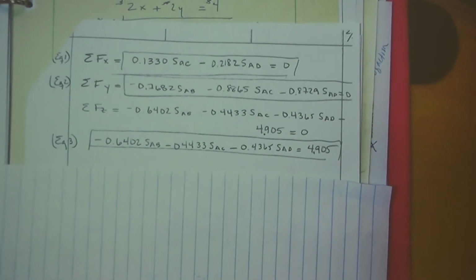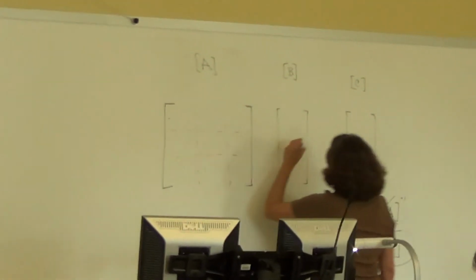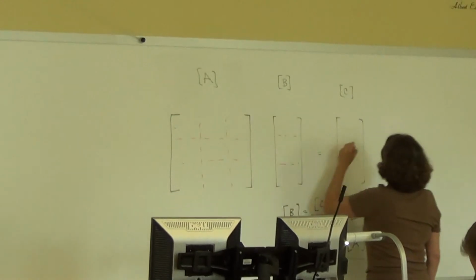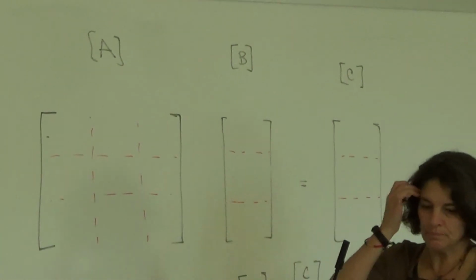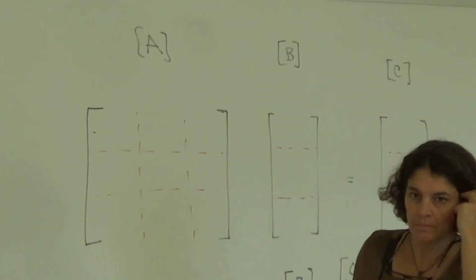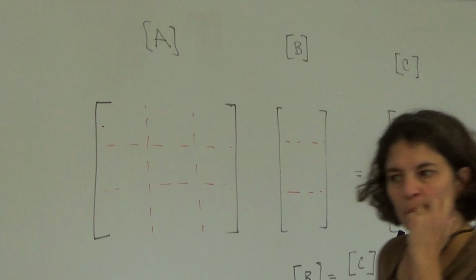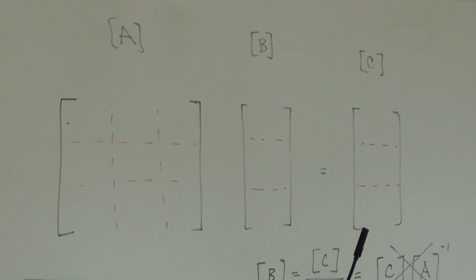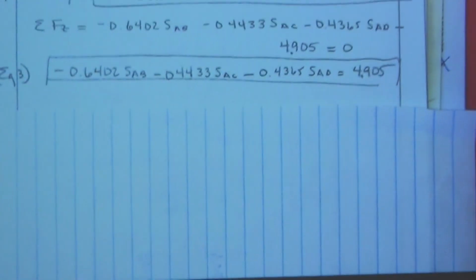So in this case, we're working with a 3 by 3 matrix. You can work with the person next to you and work it out, or check what you did with the person next to you.